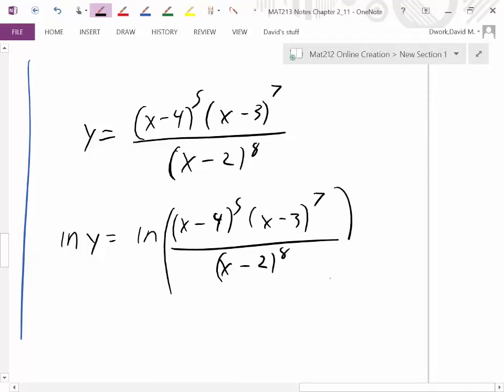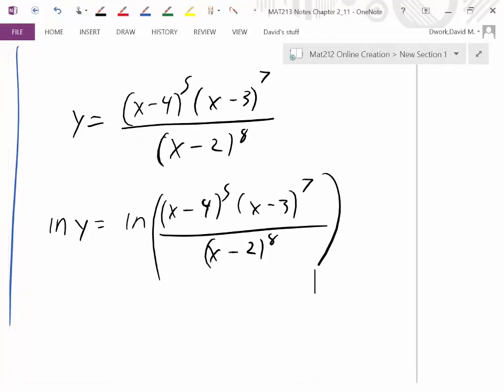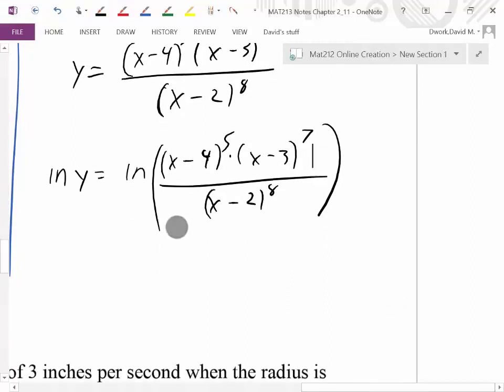All right, now, what does my log rule say I can do with this? Well, since I have things multiplying in the numerator, I can break these up into separate logs and make them adding. The thing in the denominator, break that up into a separate log and make it subtracting. So what we're going to do is called expand the log.